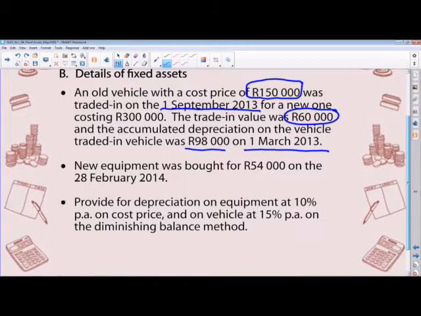We are depreciating our vehicles at 15% per annum on the diminishing balance method. Immediately it rings a bell. I've got to work with my carrying value because it is the diminishing balance method. Got that? Okay.